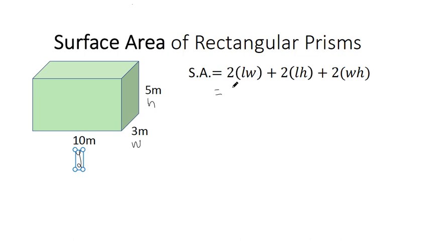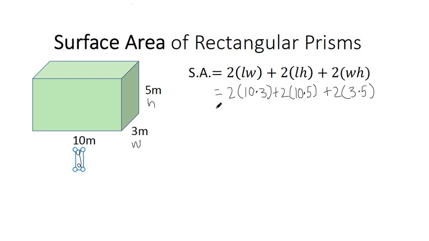So 2 times length times width. My length is 10. I'm going to multiply my width, which is 3, plus 2 times my length, again, is 10. My height is 5. Plus 2 times my width is 3, and my height is 5.